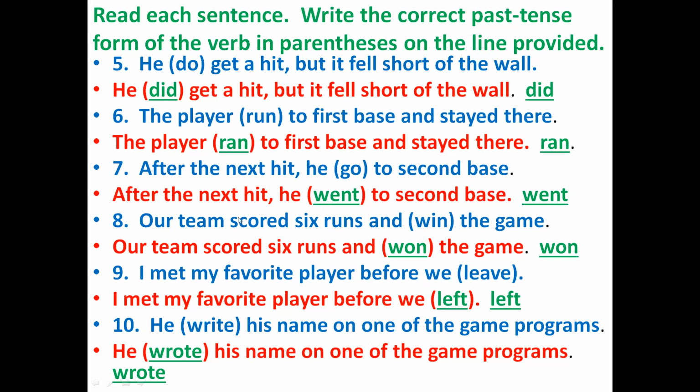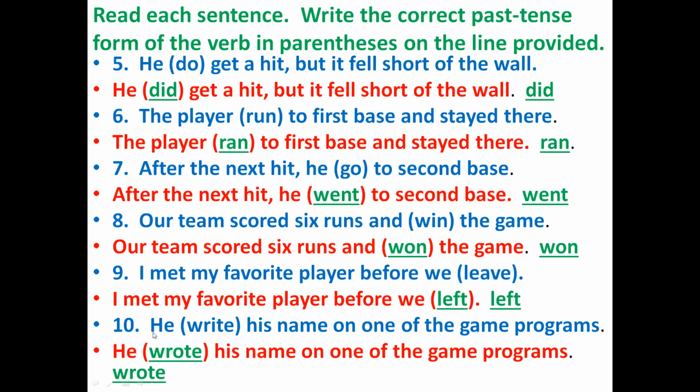Similarly, next, our team scored 6 runs and win the game. The verb in parentheses is win. We need to change it to past tense. The past tense of win is won. So the sentence reads, our team scored 6 runs and won the game. Answer is won. Next, I met my favorite player before we leave. The irregular verb is leave, and the past tense of leave is left. The sentence is, I met my favorite player before we left. Answer is left.